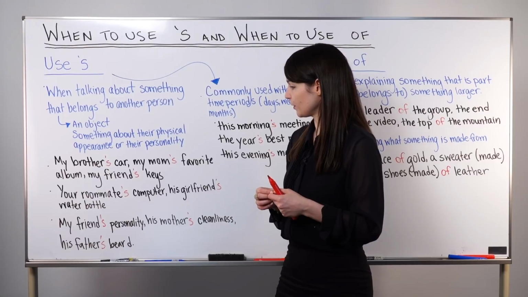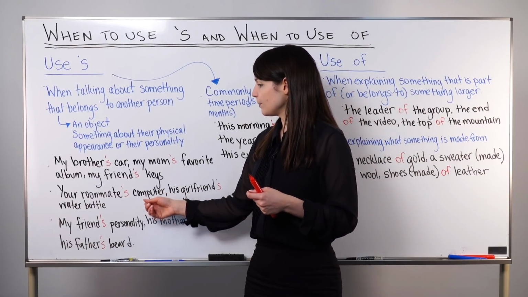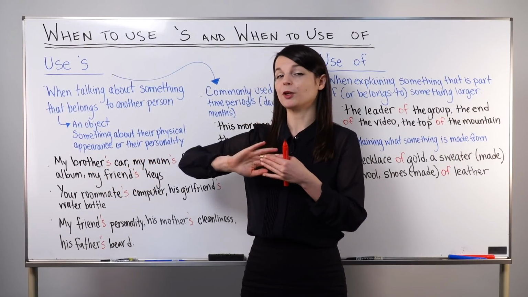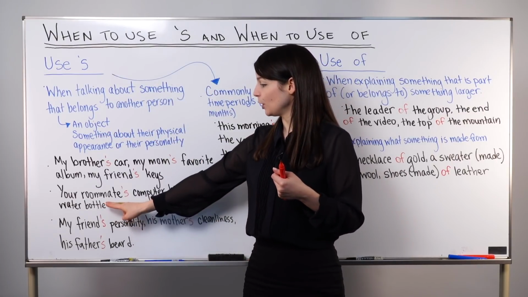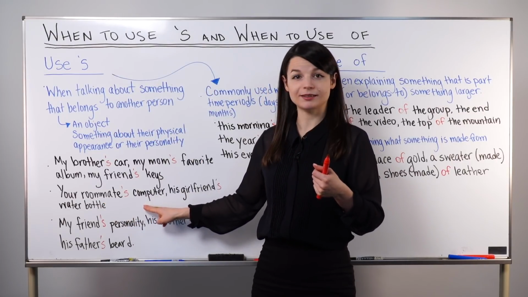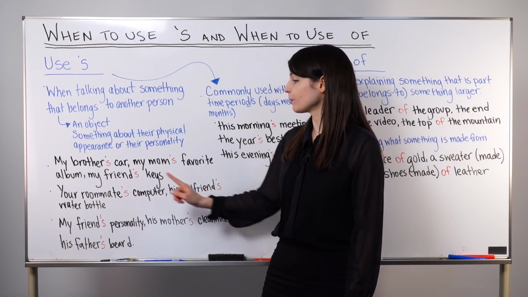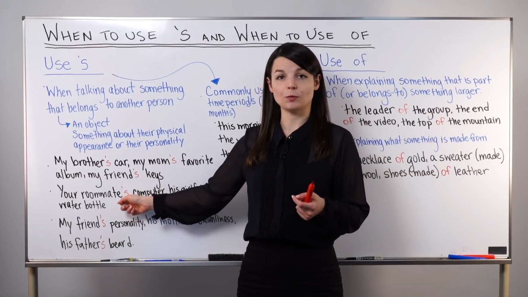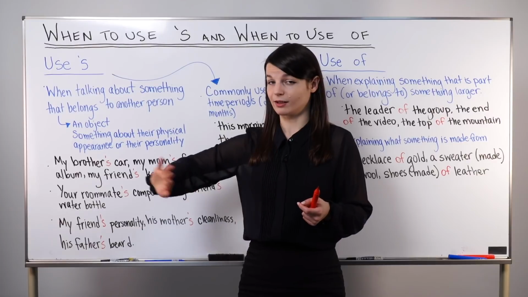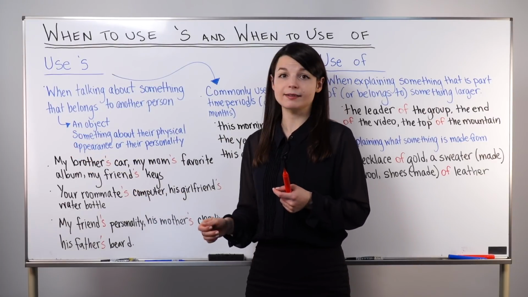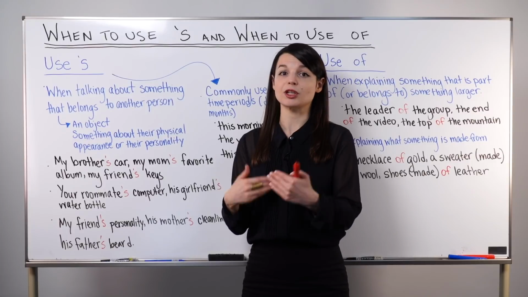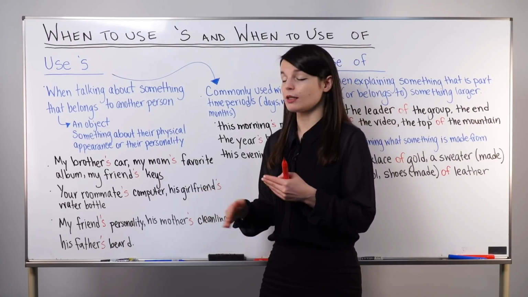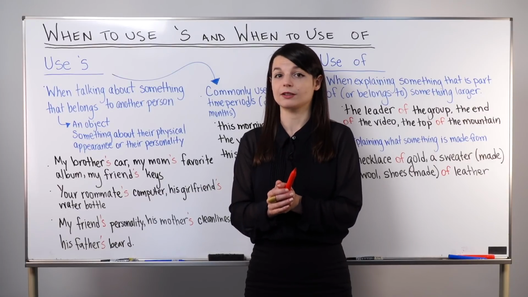Let's look at some more examples. These are things, again, objects that belong to another person, in this case, not just my, but another person outside of us. For example, your roommate's computer, or his girlfriend's water bottle. So again, we're talking about objects that belong to a person. Even if that person is outside of us, unrelated to us, we use apostrophe S to naturally show possession, to naturally show ownership. Finally, down here, let's look at some examples that talk about someone's personality or their characteristics.